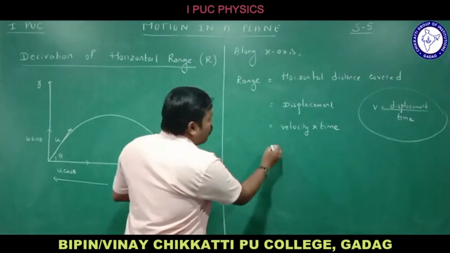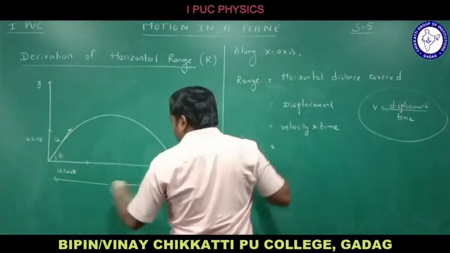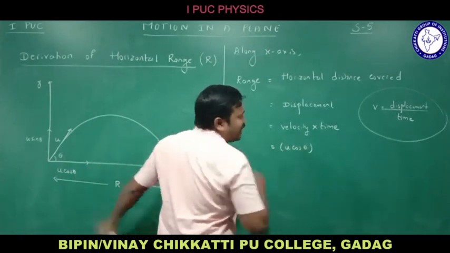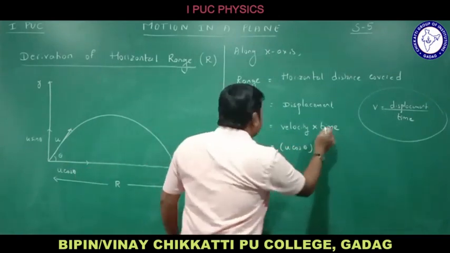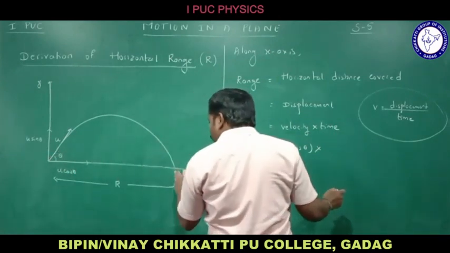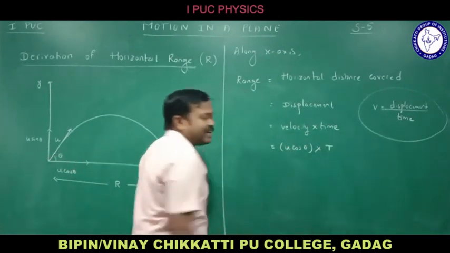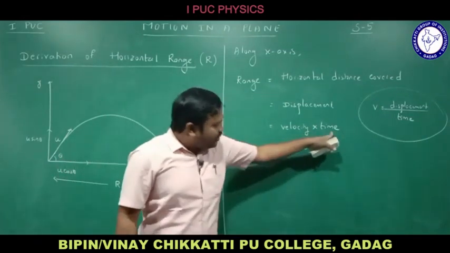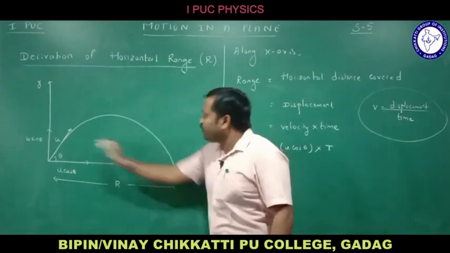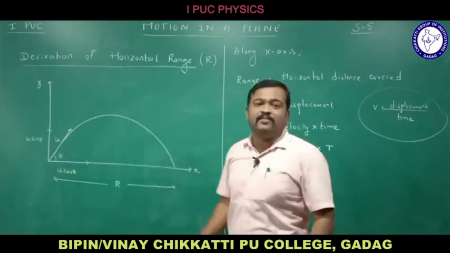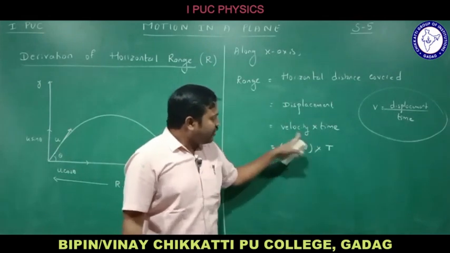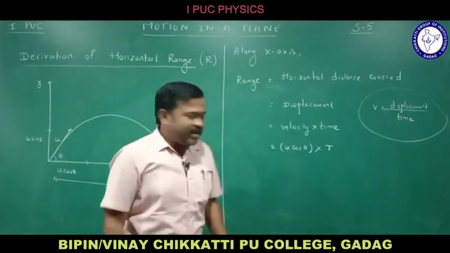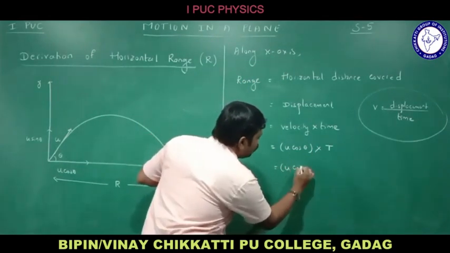Come on, tell me, what is the velocity along x-axis? That is u cos theta, right? Into, what is the time taken for the object to reach the ground after it was projected? Let me take capital T. What is capital T? It is called time of flight. So the time taken to reach the ground after it was projected is nothing but the time of flight. So instead of time, I will write the time of flight, and the velocity along the x-axis is u cos theta.